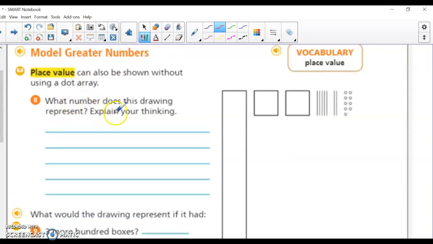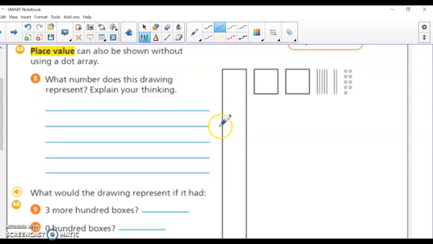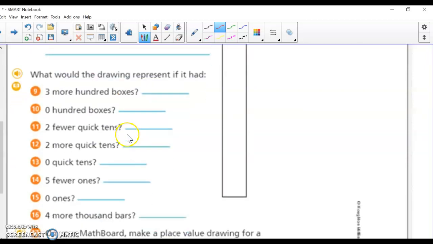All right, and so I want you to think about what number this drawing represents. So let's look at that together, and then I have some things I want you to think about. So we have 1,000, right? I have 2 of these. Each box is 100 members, so 200. I have 7 quick tens, so 7 in my tens, and then I have 9 of the 1 dots. So my number is 1,279.